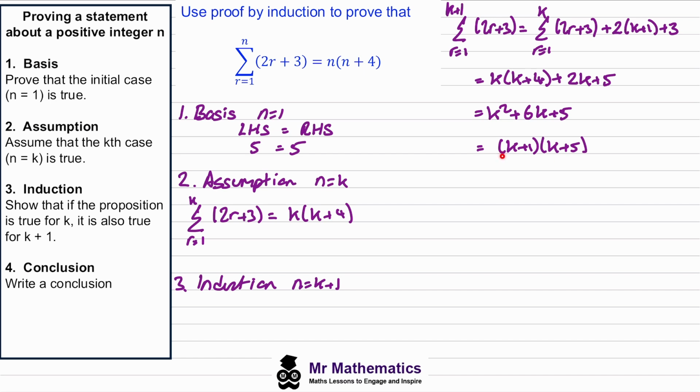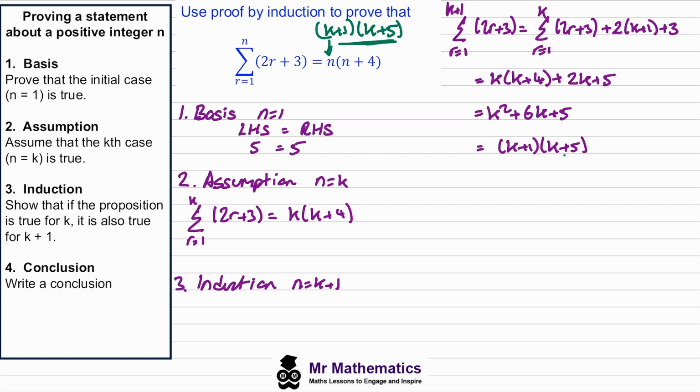But now we need to show that this is the same as what we have here when n equals k plus 1. So if we replace this n with k plus 1, we do the same with this one, we add the 1 to the 4, and we get k plus 5. And this is exactly the same as what we've found. So this is our third step completed.